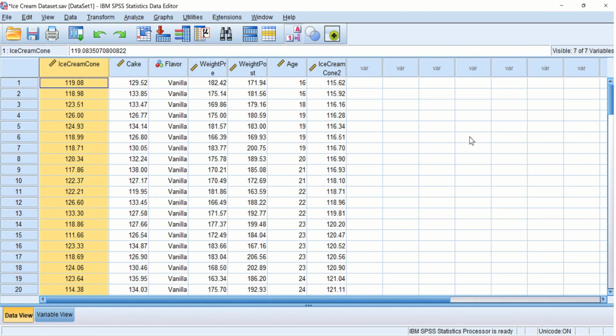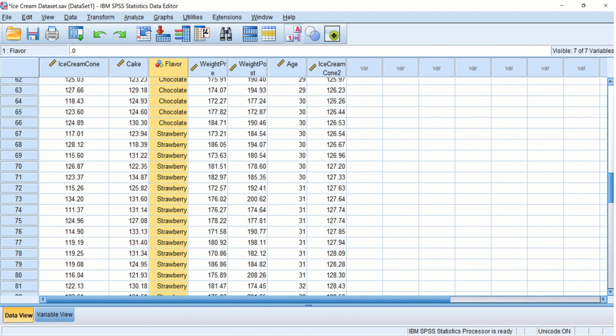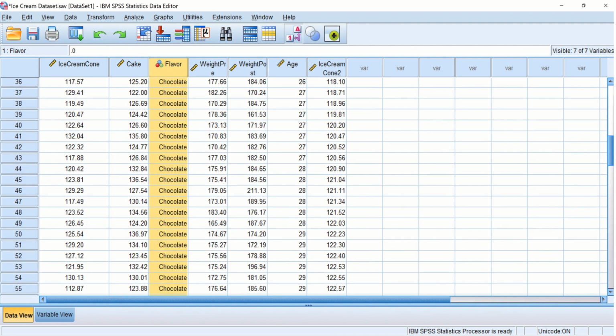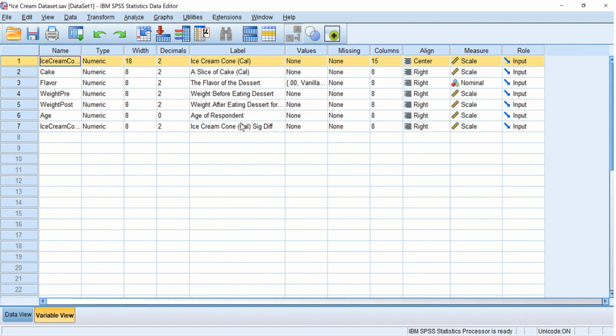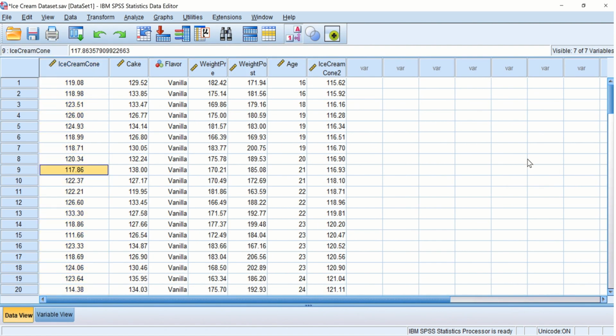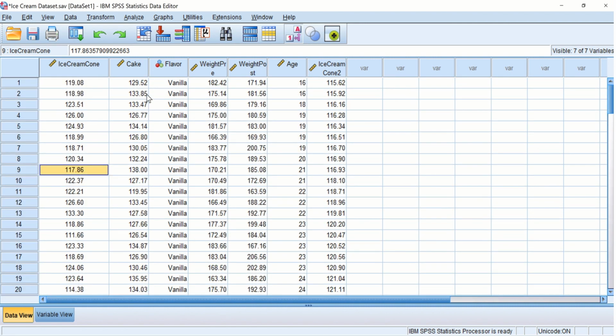So let's look at the data set. Our factor today will be flavor, and we have three different types of flavor: vanilla, chocolate, and strawberry. Our dependent variable is going to be ice cream cone calories, which, as you can see, is a ratio scale variable.